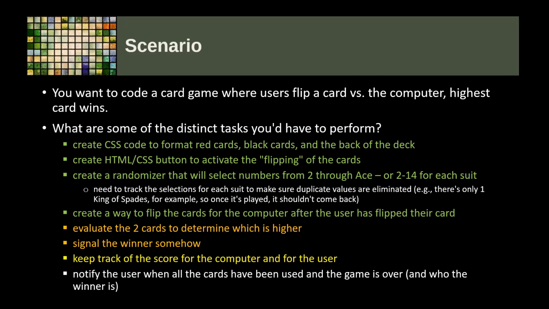Just to recap, I won't go through everything, but we're basically making a card game where the computer and the user are drawing cards and the highest card wins. We've already done some CSS formatting, some HTML to activate the flipping of the cards. We created our randomizer in the last video, and we called the function again so that the computer's card would be calculated after the user's card. For homework, you worked on evaluating the two cards to determine which is higher and signaling the winner. I'll just have that functionality included in the sample as we start.